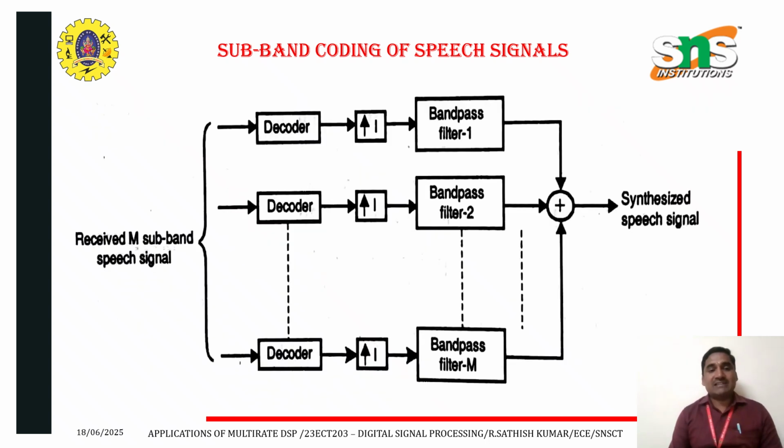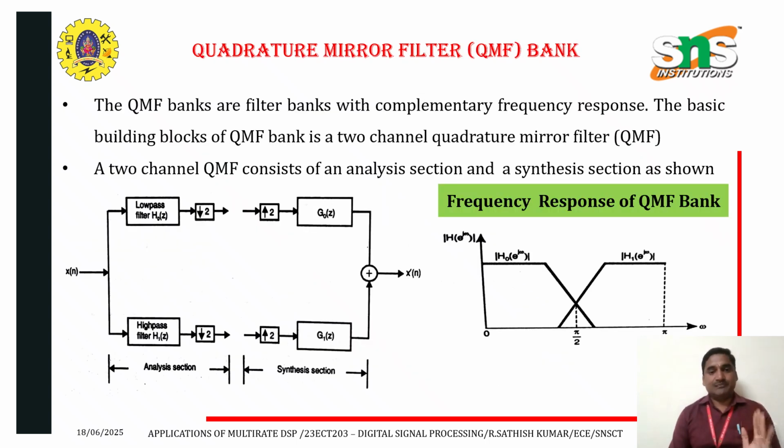The transmitted signal is received as subband signals and applied to a decoder, and then the interpolation process starts. Then again we apply the bandpass filters. Finally, we add them, which produces the synthesized speech signal. This is the subband coding of speech signals.